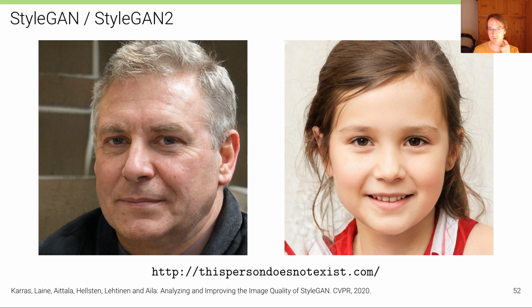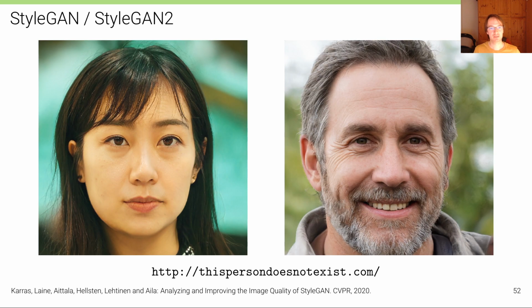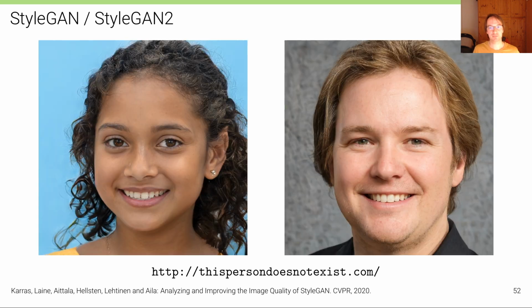I want to show you some examples of these models here. It produces different types of humans, male and female, with different hair color, beard, non-beard, it can produce curly hair, non-curly hair, it can produce glasses, etc.